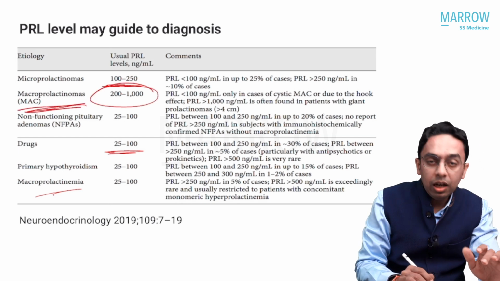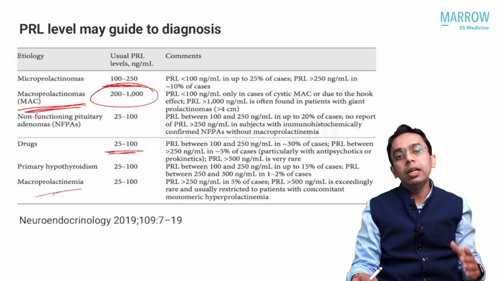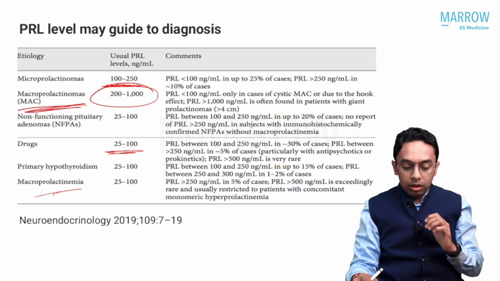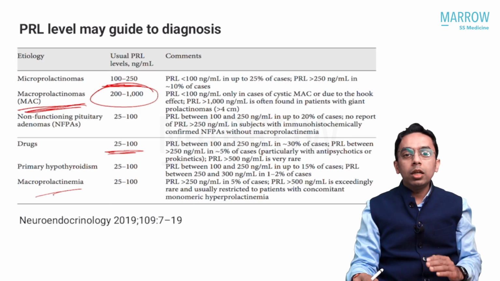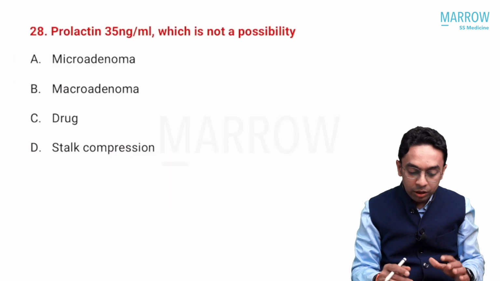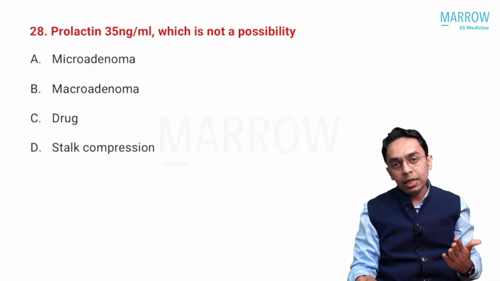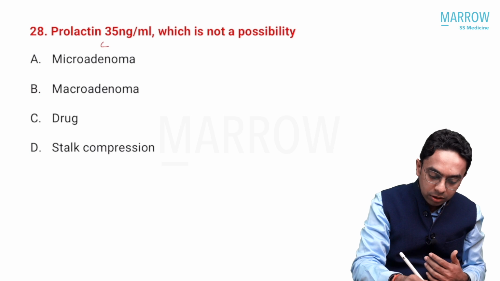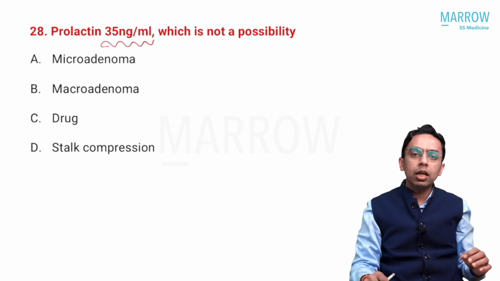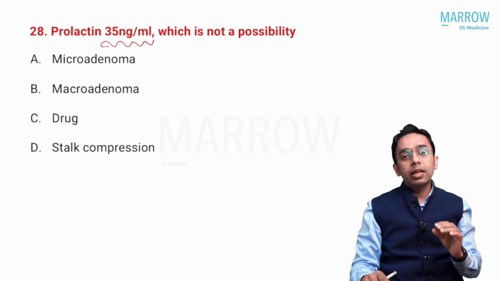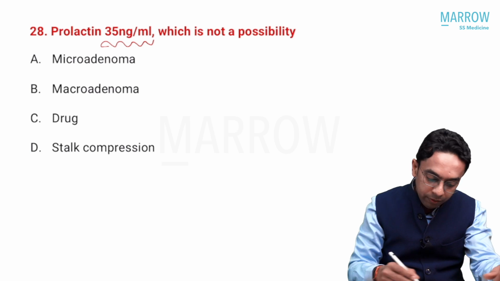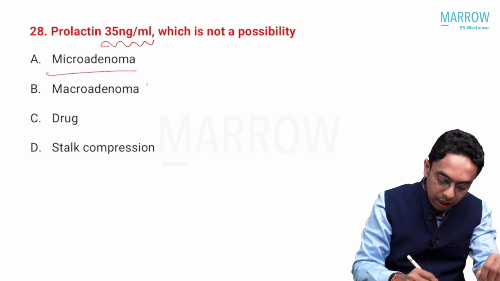Macroprolactinomas will have a very high level of prolactin, but again, due to hook effect, you may get normal or falsely low reports as well. So this is important. In clinical practice, we get it done in dilution, but if just the report is there, 35, then you cannot rule out that these patients can have macroadenoma. They can still have macroadenoma due to hook effect, but for your answer, obviously you will tick macroadenoma.